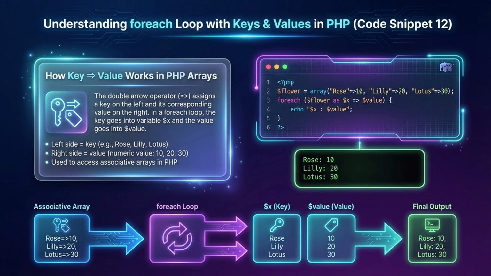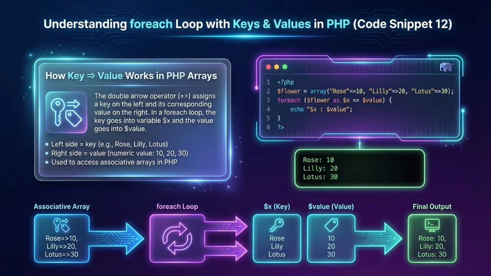During each iteration of the loop, PHP internally steps through the associative array in the order it was created. On the first cycle, $x becomes rose and $value equals 10. The echo statement prints rose = 10 as output. In the second cycle, $x changes to lily and $value becomes 20, producing lily = 20. Finally, in the third cycle, $x becomes lotus and $value equals 30, displaying lotus = 30. This chain-like movement continues until all key value pairs are processed.